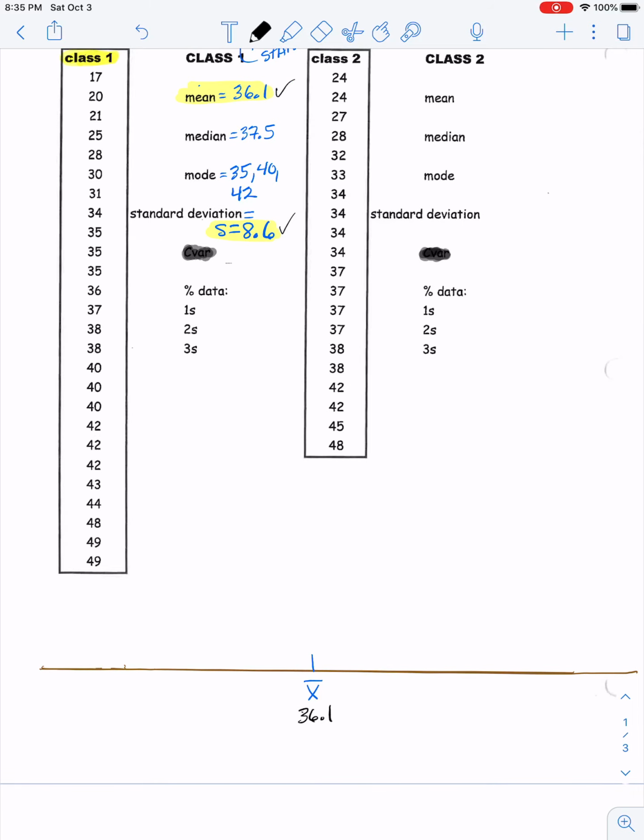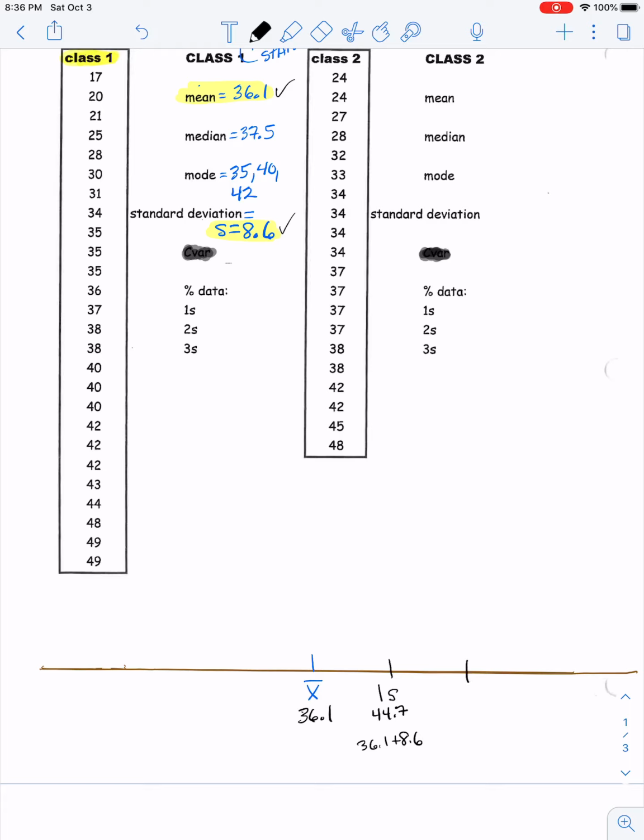Then I'm going to add 8.6 to the right. So I'm going to go 1 standard deviation to the right. I'm taking 36.1 and adding 8.6. That should give us 44.7.